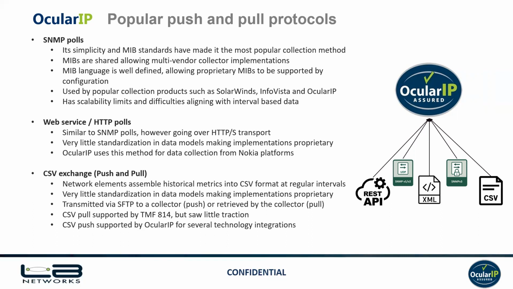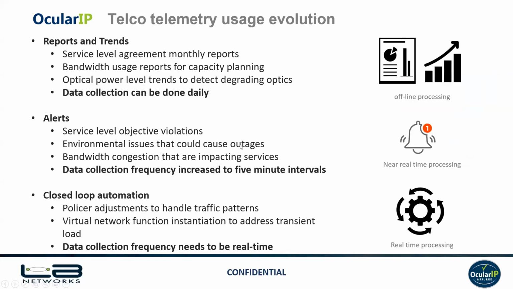The last protocol is a CSV file exchange. In this method, the network elements generate historical metrics into CSV formatted files at regular intervals. The file contents are very proprietary, making these implementations vendor specific. The CSV files are saved on the network element and can then be pushed to a collector via SFTP or retrieved by the collector in a pull model. The pull model is seldom used. The CSV push method has been much more popular and is supported by Ocular IP for several technology integrations.